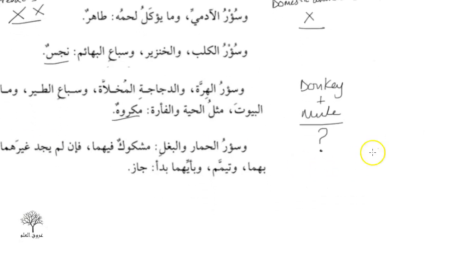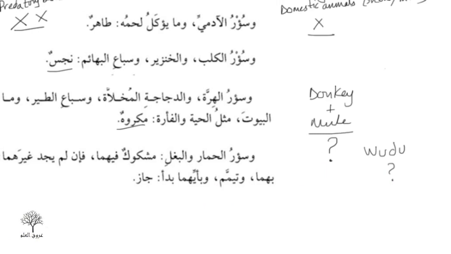So because one aspect is saying impure, one aspect is saying clean, we say mashkuk. Donkeys and mules are mashkuk. If you want to learn more about this, Hidayah is the next step for you guys.